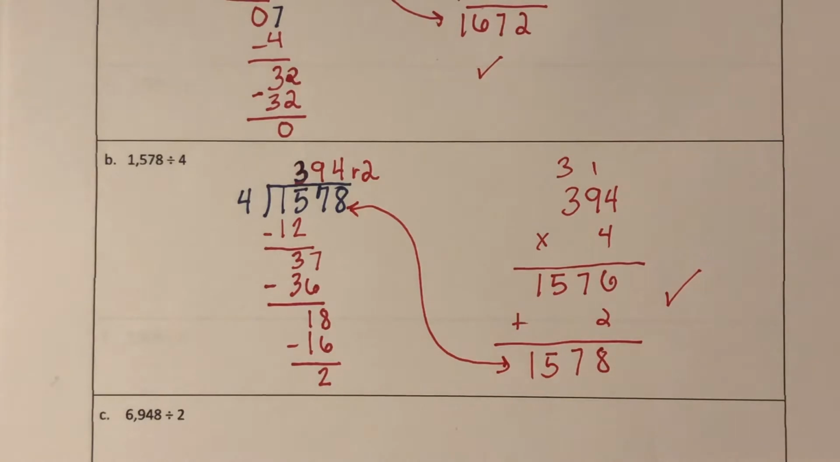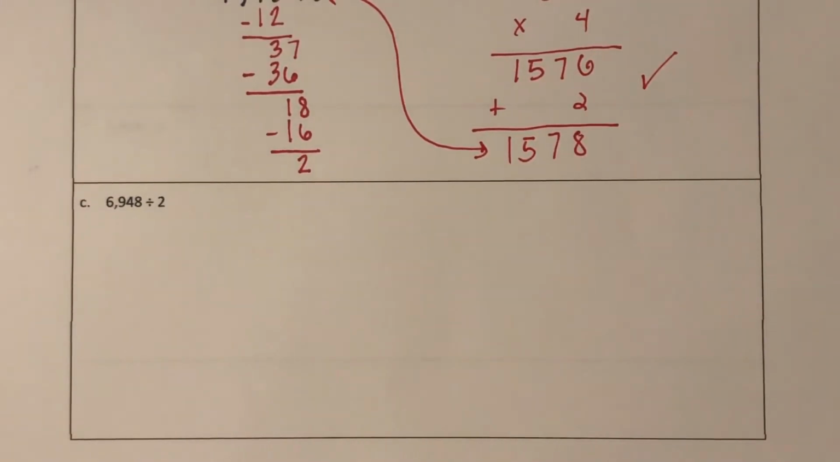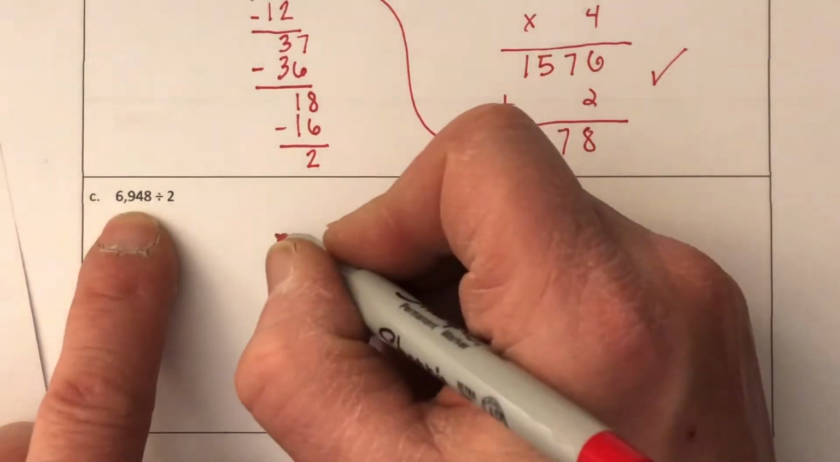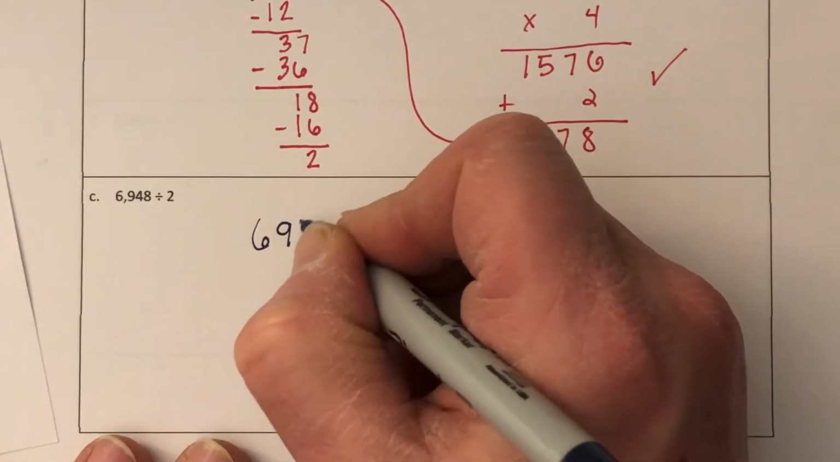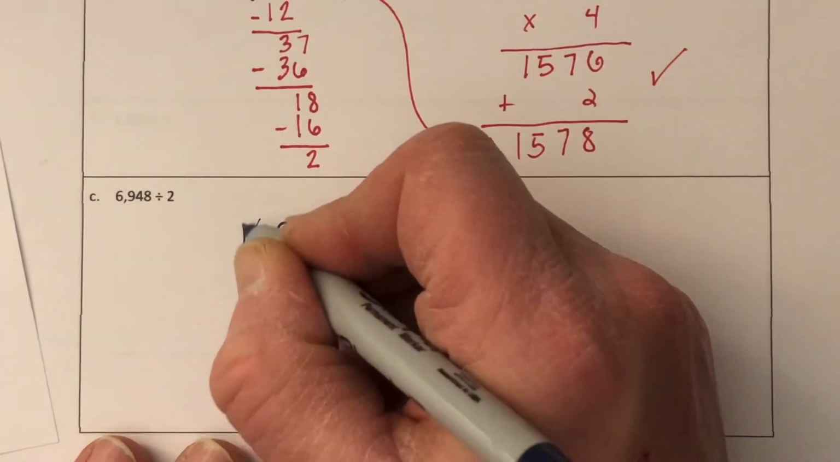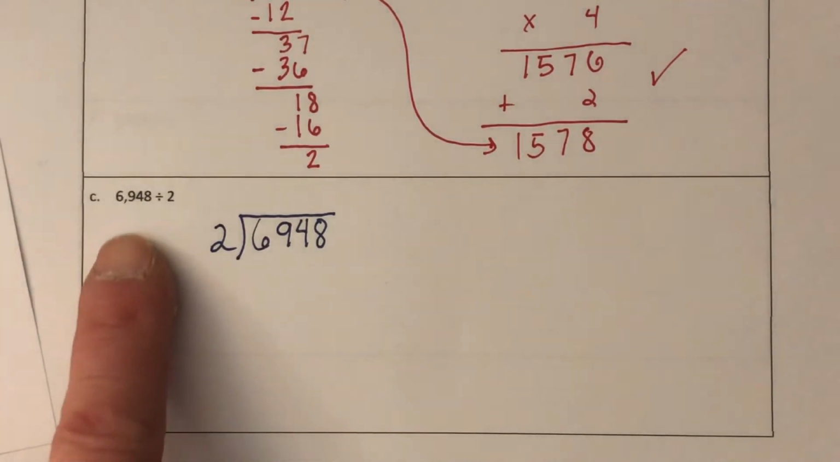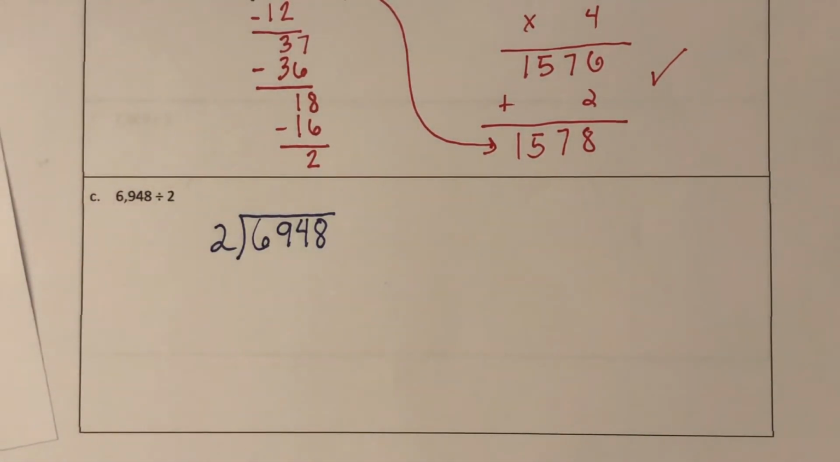It checks. All right, last one, that I'm gonna do with you. Then you're gonna do the rest with a teacher or on your own, okay? So 6,948 divided by 2. All right, I know there's not going to be any remainders because it's an even number, and 2 isn't anything divided by 2, an even number. I'm going to have no remainders. Great. So here we go.